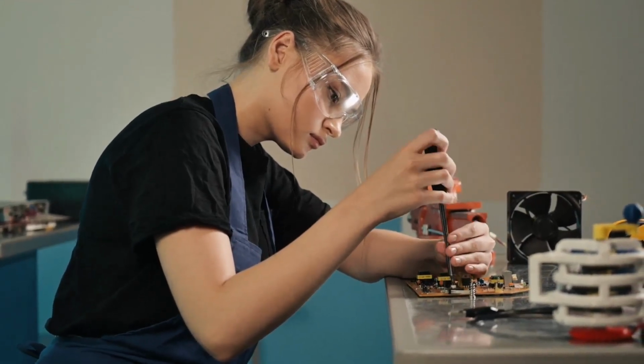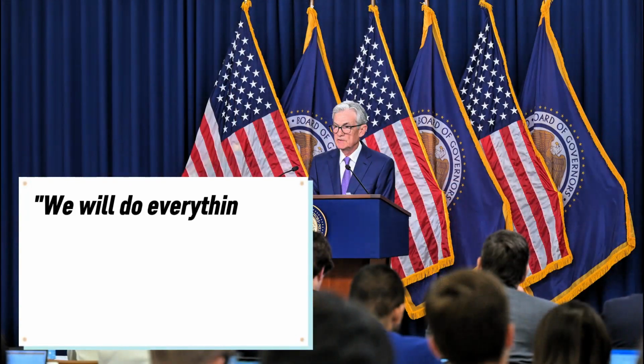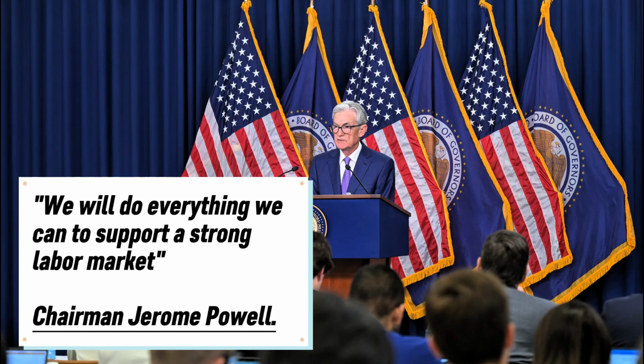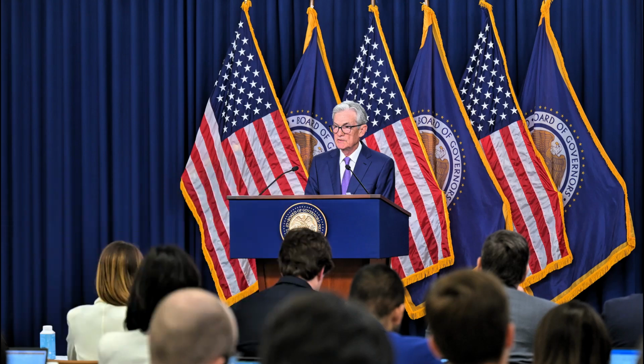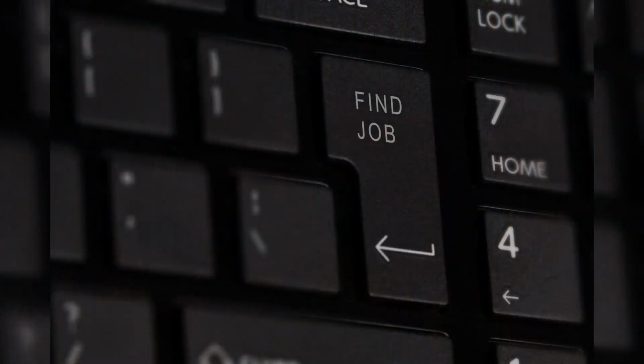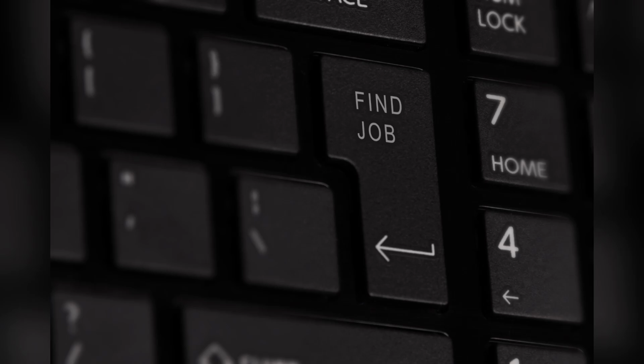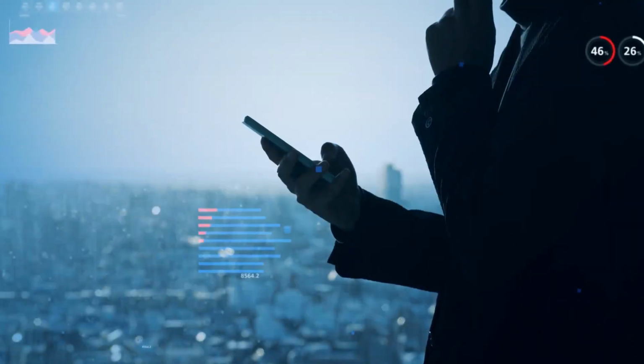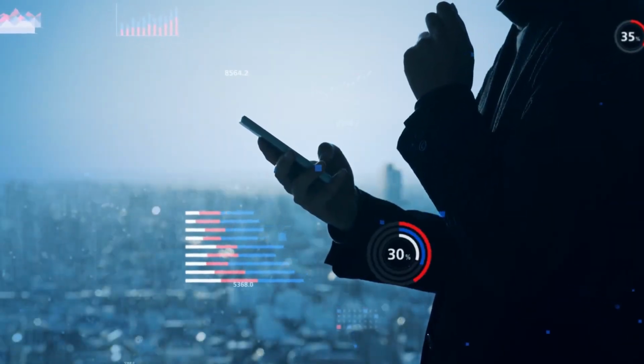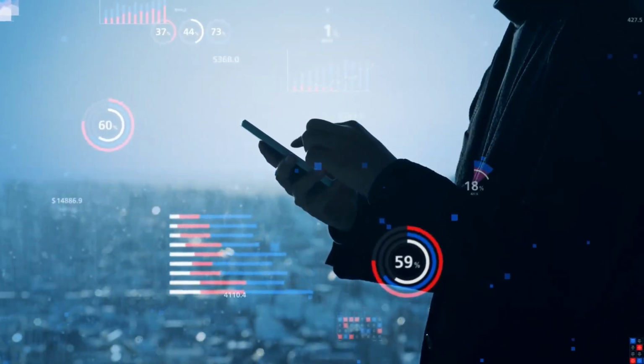Powell declared during his recent speech, "We will do everything we can to support a strong labor market." His statement reflects a shift in the Fed's focus from solely combating inflation to now considering the rising unemployment rate. The Fed, after maintaining high interest rates for over a year to curb inflation, is now preparing to cut rates, aiming to stabilize both inflation and employment.